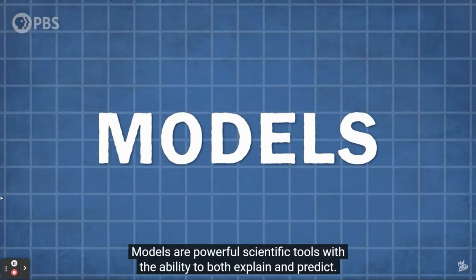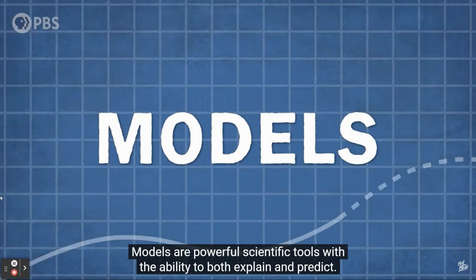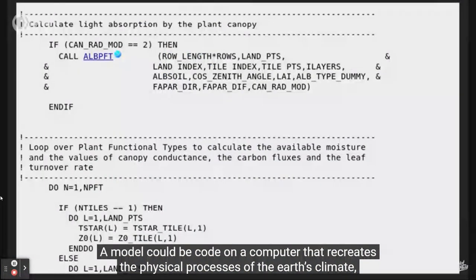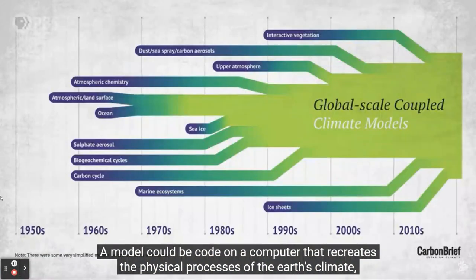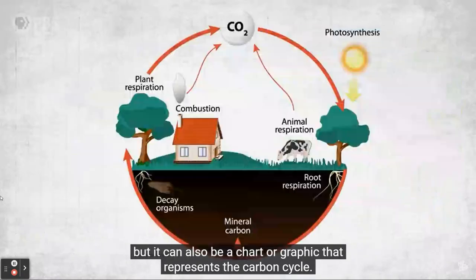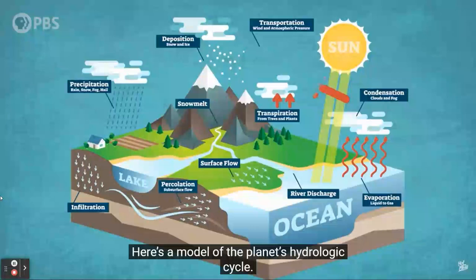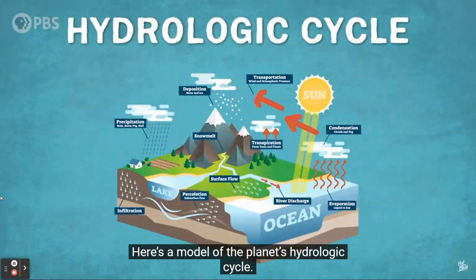Now, models are powerful scientific tools with the ability to both explain and predict. A model could be code on a computer that recreates processes of Earth's climate, but it can also just be a chart or a graphic that represents the carbon cycle. Here's a model of the planet's hydrologic cycle.